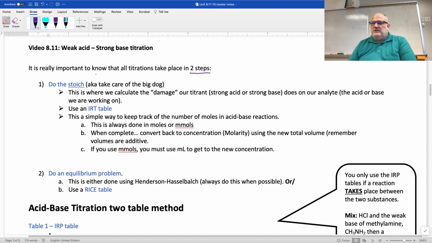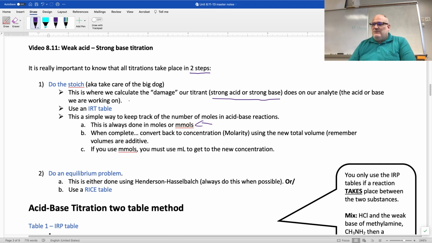So whenever we're dealing with dropping a big dog, a strong acid or base, into our analyte, we've got to do it in moles. And the way we do that is we use something called an IRT table. It's very similar to an ICE table, but what we're doing is trying to keep track of the moles of acid or base that we're adding in and know how many moles of the thing that we're titrating has been used up. We can use millimoles. In fact, today during our example, I'm going to use millimoles all the time, and that's essentially moles divided by 1,000, but it allows us to not have to do decimals.